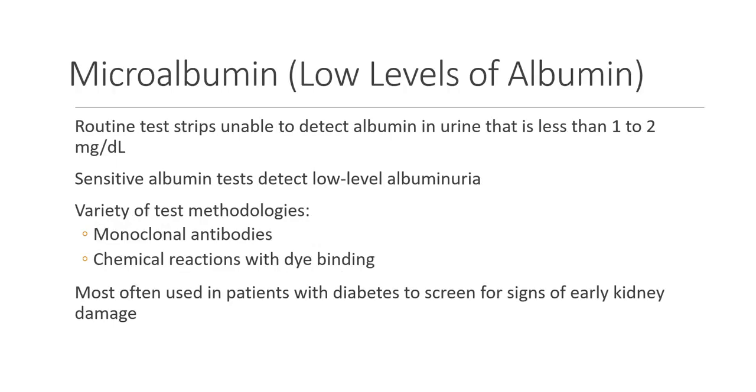Microalbumin is a term used for low levels of albumin, and routine test strips are unable to detect albumin in urine that is less than 1 to 2 milligrams per deciliter. Sensitive albumin tests will detect low-level albuminuria. There's a variety of test methodologies. One uses monoclonal antibodies. These are antibodies that are used as markers that react with protein and then result in some type of visible reaction. And then chemical reactions with dye binding also result in a color reaction. This test is most often used to monitor patients with diabetes to screen for signs of early kidney damage.